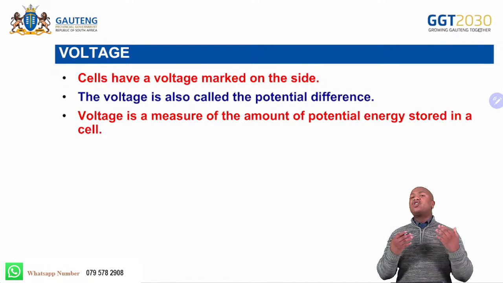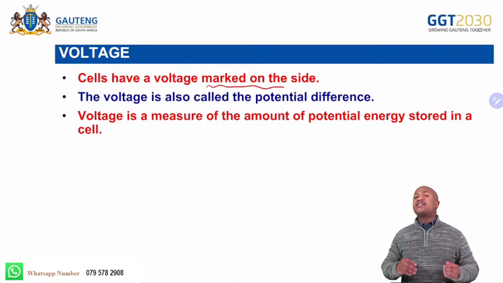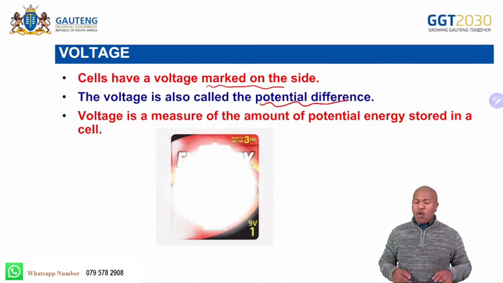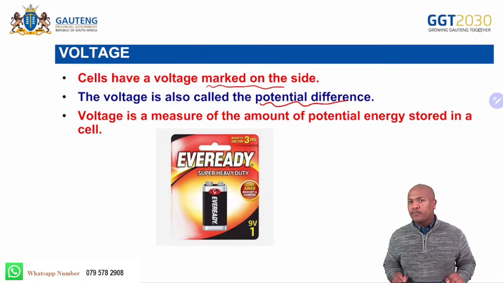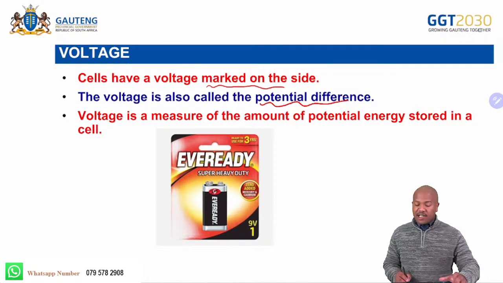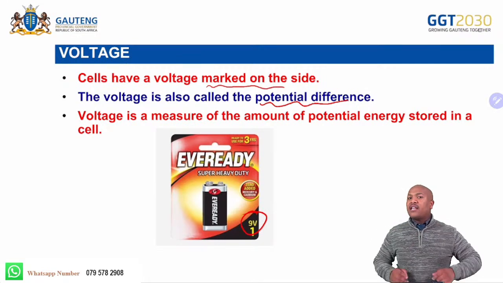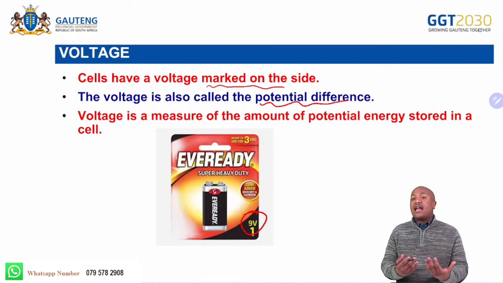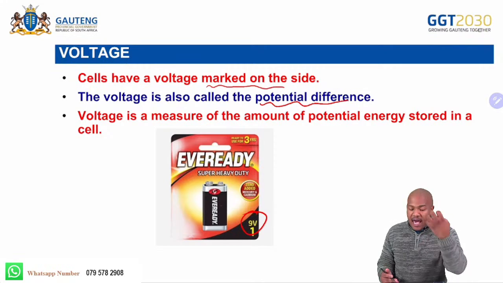It is usually marked on the sides of the cell, and it is sometimes called potential difference. So now, who can identify the potential difference of this battery here? Yes, it is that one, the 9V. What does the V stand for? The V stands for volts, meaning this battery or this cell has 9 volts as potential energy.